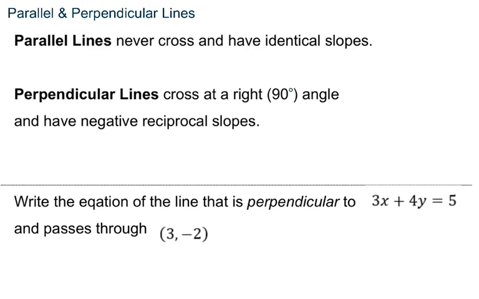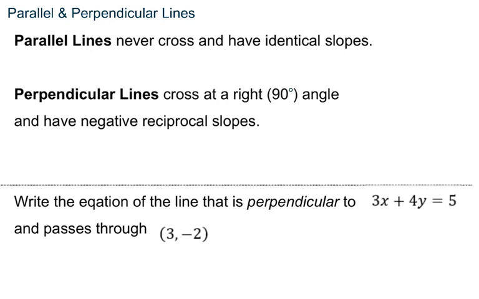Welcome. In this video, we're going to again discuss the equation of lines, but we're going to add the element of parallel and perpendicular slopes. And in order to deal with equations of lines with parallel and perpendicular slopes, we need to understand what it means to have a parallel or perpendicular slope and how we would determine that.